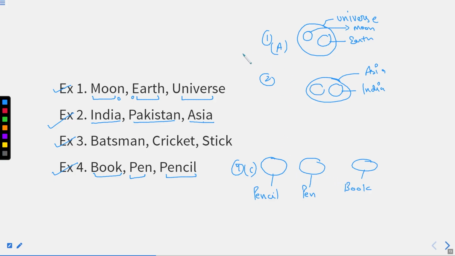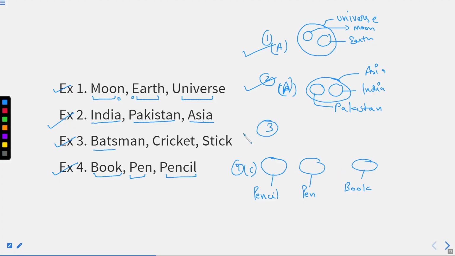Now, we have discussed question number 1. We have represented them with the help of this diagram. Question number 2, we have discussed. Again, option A is there. And we have discussed with the diagram, right? For question number 4, we are using 3 different circles in order to represent 3 different things.